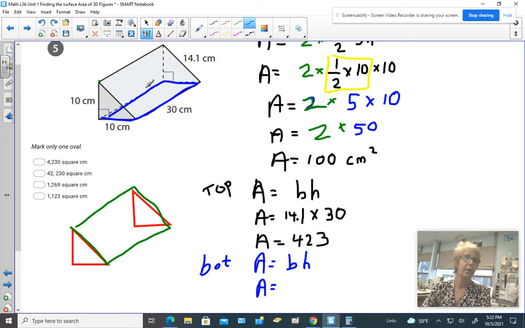Now, if you think about what this would look like here, this would be a right angle, even though it doesn't appear to be in the artist rendition of this thing. But this is 10, and this would be 30. So we can use 10 as the base and 30 as the height.